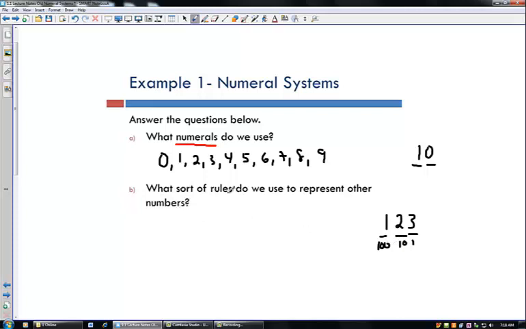So what sort of rules do we use to represent other numbers? We have what's called a base 10 positional system.